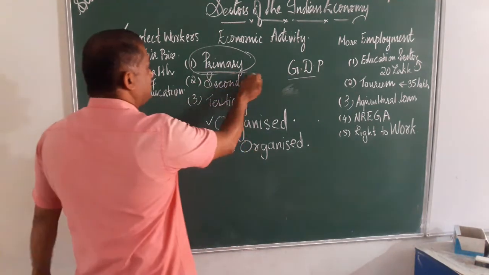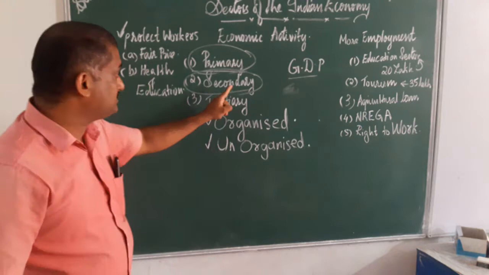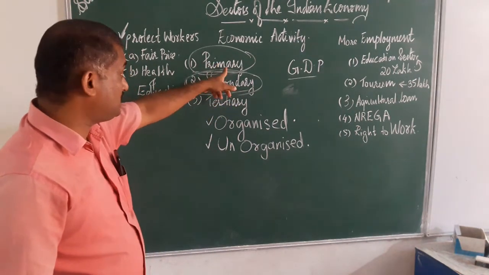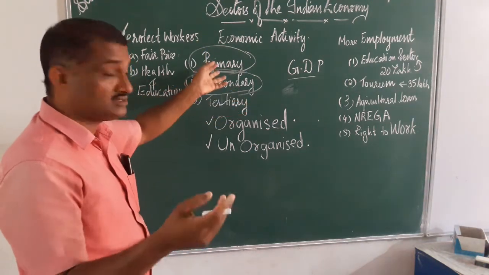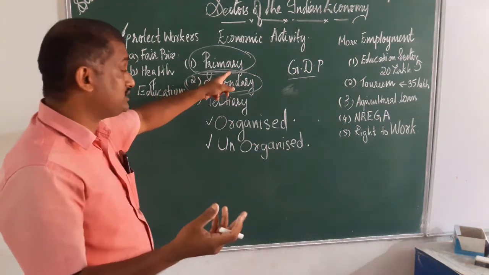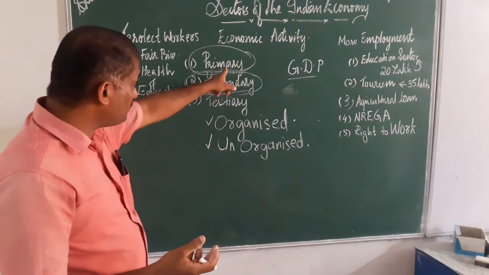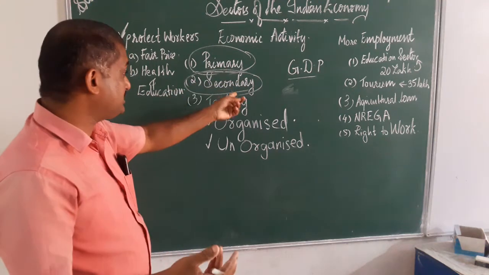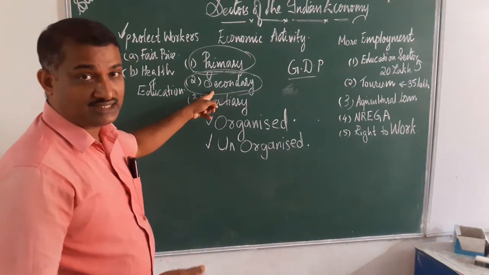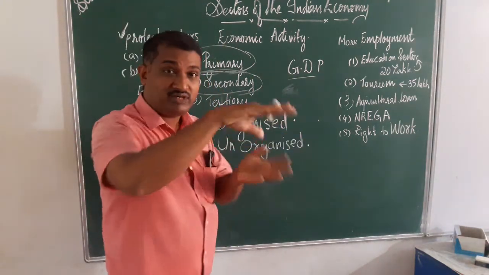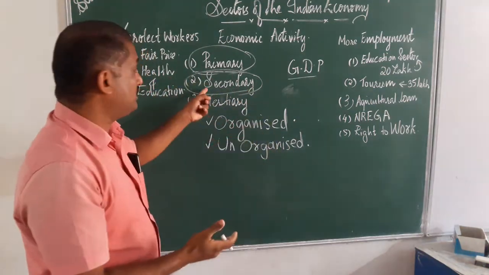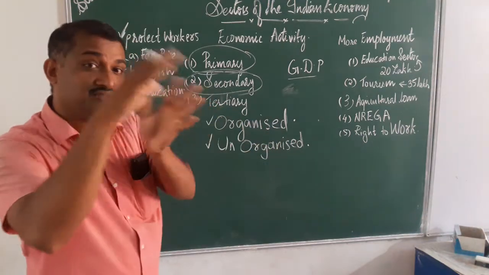The second sector is called the secondary sector. You know very well that the primary sector produces natural things. These agriculture and allied products are transformed in the factories, in the industries, into finished products. That we call the secondary sector. The secondary sector only transforms primary products. For example, agriculture products are transformed in the factories into finished products.